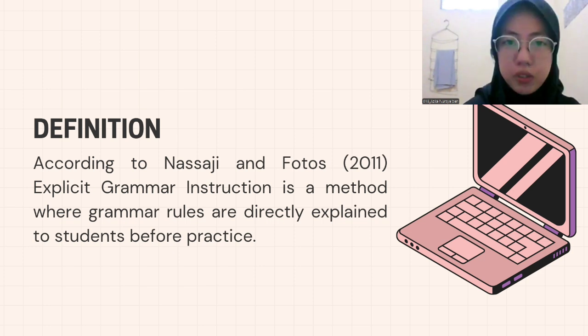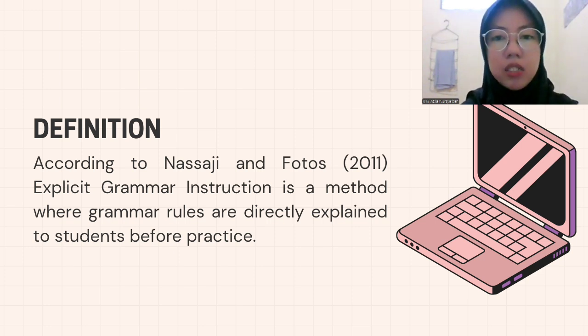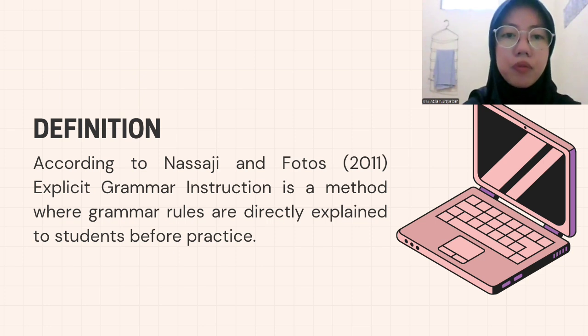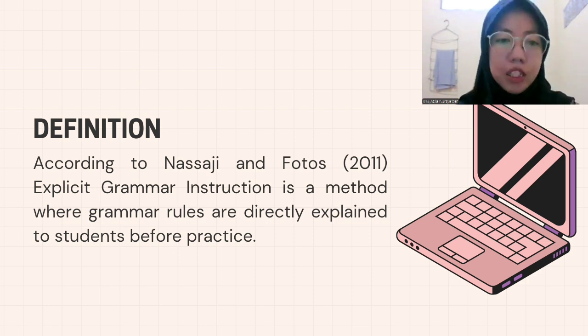According to Nursya'ban and Photos in 2011, explicit grammar instruction is a method where grammar rules are directly explained to students before practice. So, explicit grammar instruction refers to teaching grammar directly and consciously. In this approach, the teacher explains grammar rules clearly, often using metalinguistic terms such as subject, verb, or clause. The goal is to help learners become aware of how grammar works before they try to use it in communication.